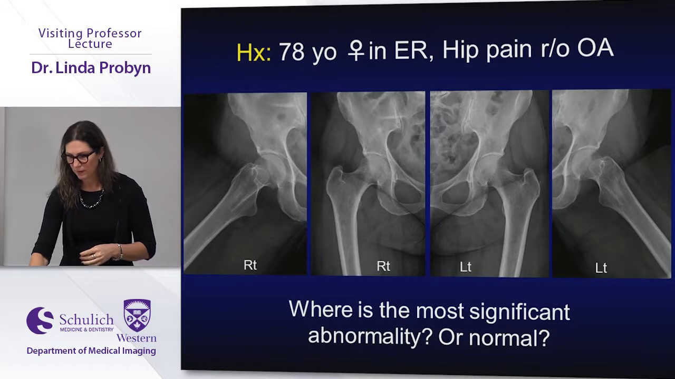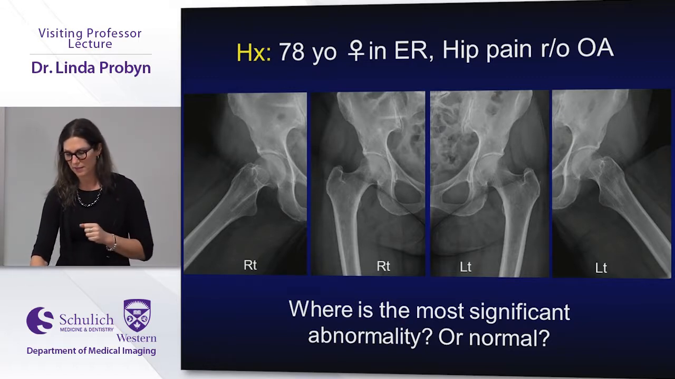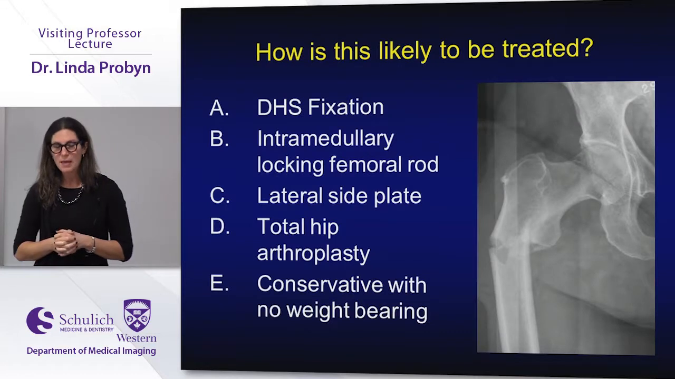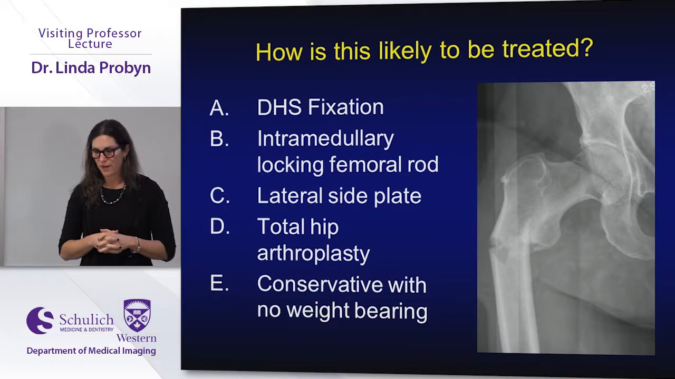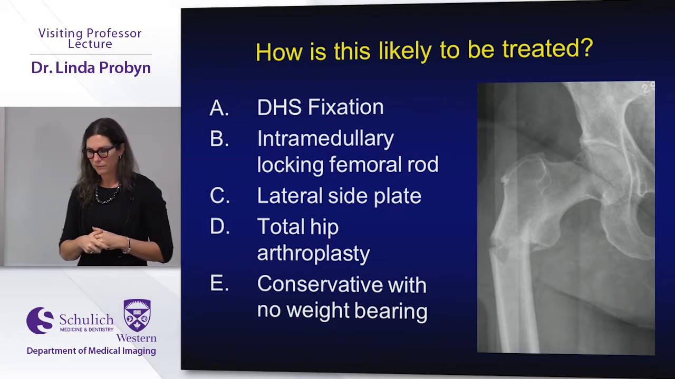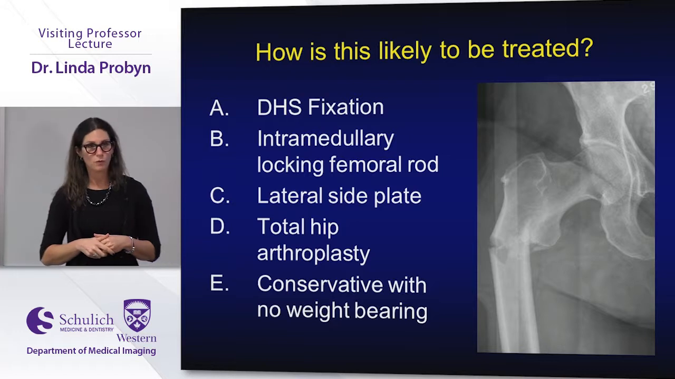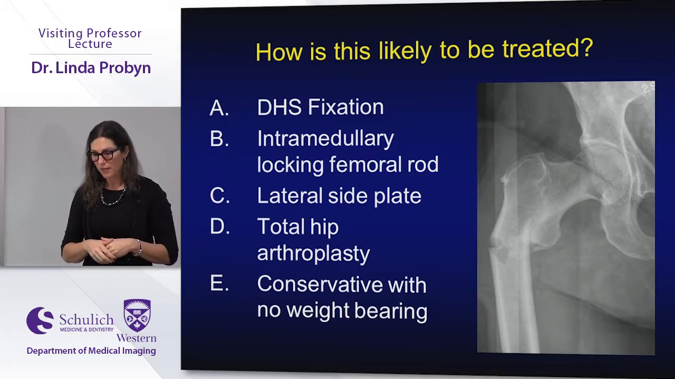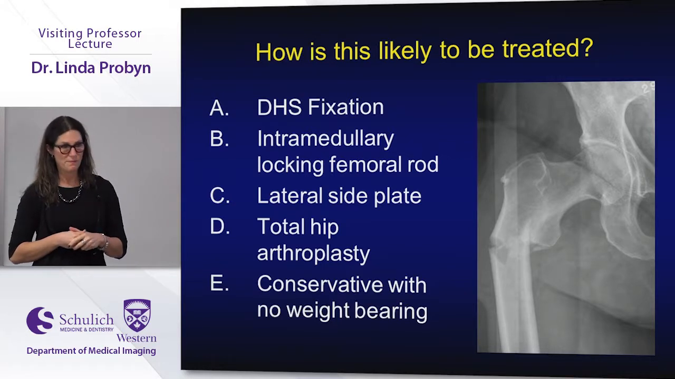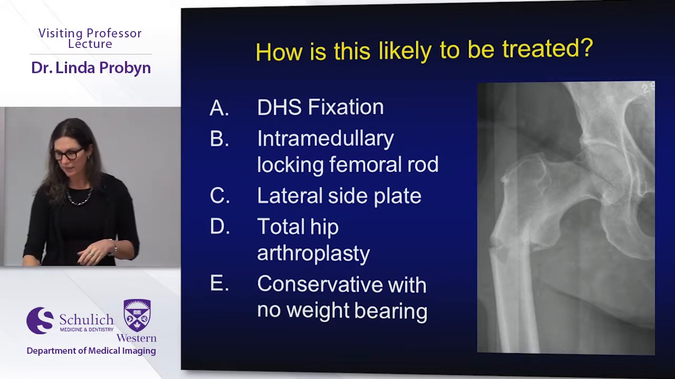Okay, I'll just give you a moment there. We're going to revisit this a little bit later, and this is one of the cases that sparked my interest in this topic. I just have another question for you to think about as we go through this talk. How is this fracture likely to be treated? DHS fixation, an intramedullary locking femoral rod, lateral side plate, a total hip arthroplasty, or conservative with no weight bearing? Okay, just have a look at that. Again, we're going to revisit these at the end of the talk.